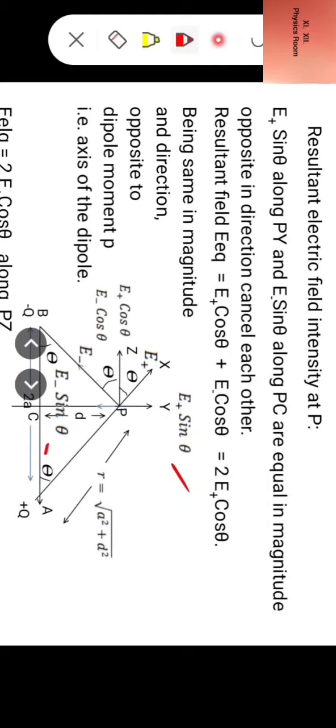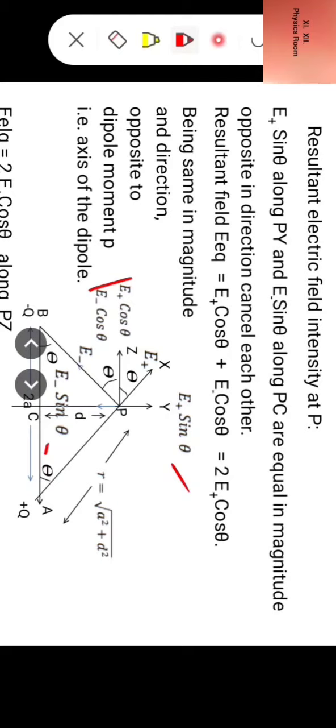So therefore, whatever resultant field is there, that is due to E plus cos theta plus E minus cos theta, because both are acting in the same direction. So the addition of these two components will give us the resultant electric field at P. Because both are in the same direction, the angle between E plus cos theta and E minus cos theta is 0. So the resultant will be the addition of magnitudes and the direction will be along Pz.